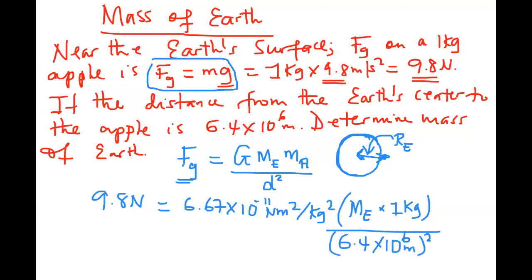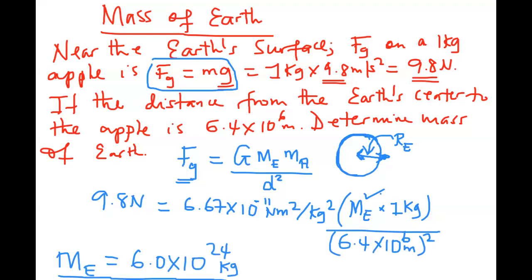Then we square that. Now, if we solve for ME, the mass of the Earth, we should be able to find the mass of the Earth as 6.0 times 10 to the power 24 kilograms. Okay, so this is actually very helpful. We are able to find the mass of the Earth using the universal law of gravity. Using this formula in conjunction with this formula, we are able to find the mass of the Earth.